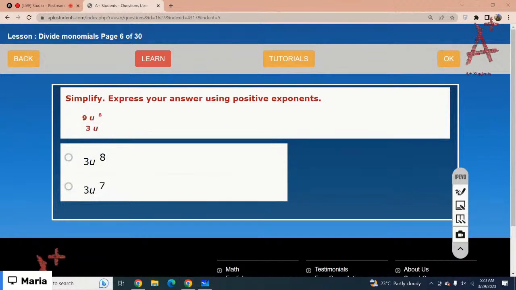Okay, 9u^8 divided by 3u. So 3 times 1 is 3 and 3 times 3 is 9. You are left with 3 and 8 minus 1, because here you have the exponent 1. So it would be 3u^7. So the correct option is 3u^7. Option number 2 is the correct option.